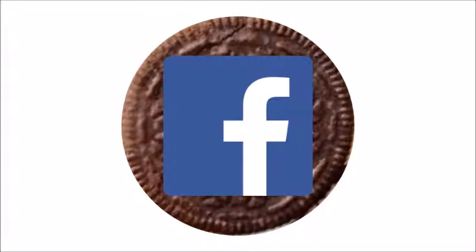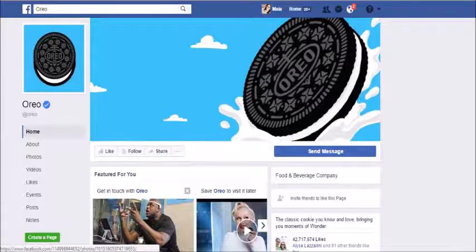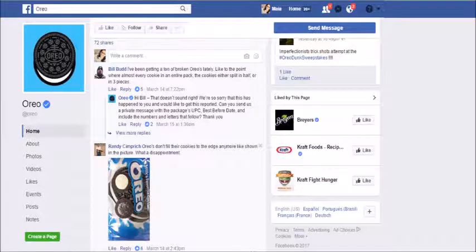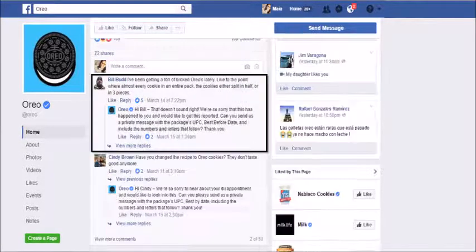Time to move on to the next social media outlet, which is Facebook. Although it is not shown on their page, they have over 42 million likes on their Facebook page, and over 33 million people are talking about it on this site. The items that are posted on the website are usually new flavors, recipes, and ads for their Oreo Dunk Challenge.